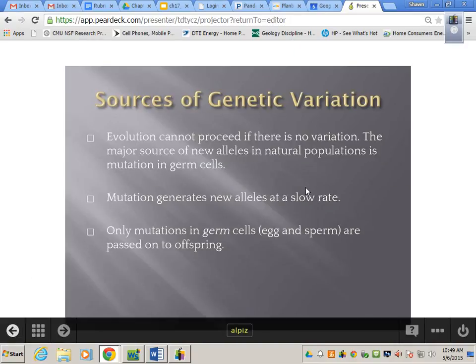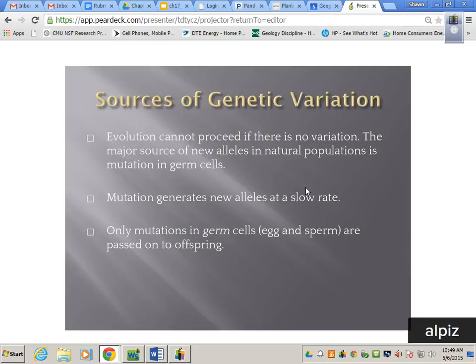So mutation generates new alleles at a slow rate, and it has to be a mutation in a germ cell, bless you. And only mutations in those germ cells, egg and sperm, are passed on to the offspring. So you could have millions of mutations, but you could have a mutation that would make your child a super baby, but unless it was in your germ cell, it's not going to be passed on. And then it would have to be one of the 4 million sperm that get made. It'd have to be the right one that gets passed on. So now you start to really think about how slow this evolutionary process must really be.